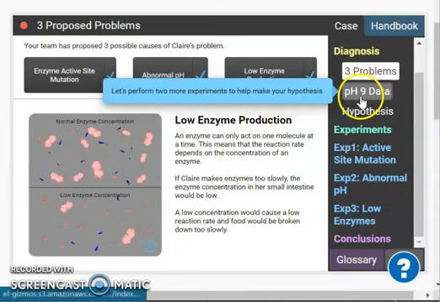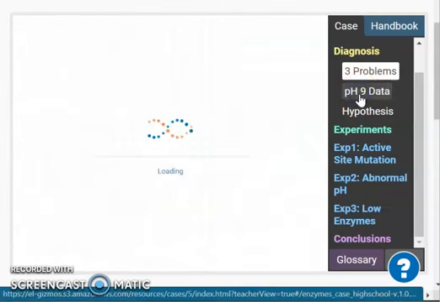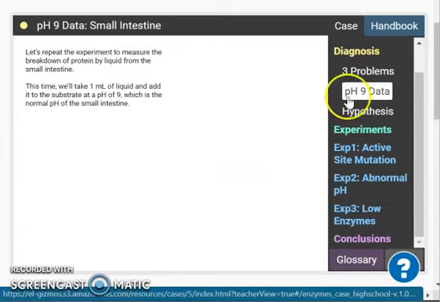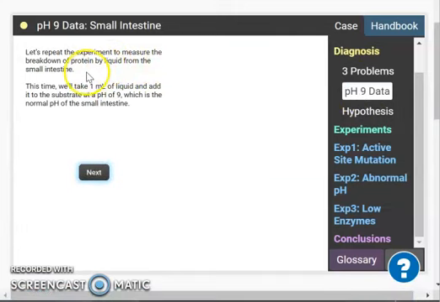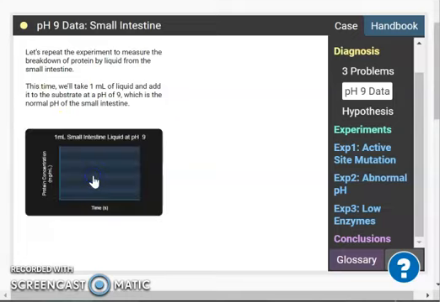Let's perform two more experiments to make our hypothesis. Let's repeat the experiment to measure the breakdown of protein by liquid from the small intestine. This time, we'll take the 1 milliliter of liquid and add it to the substrate, but we will do it at a pH of 9, which is the normal pH of the small intestine.